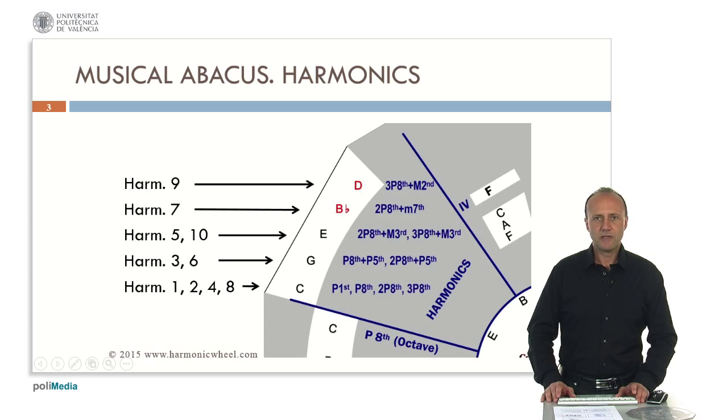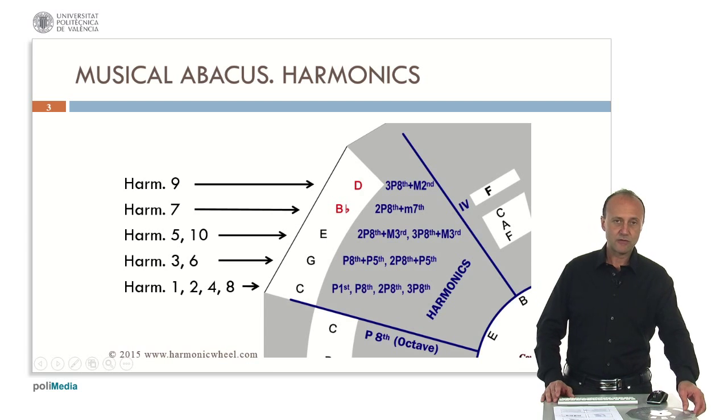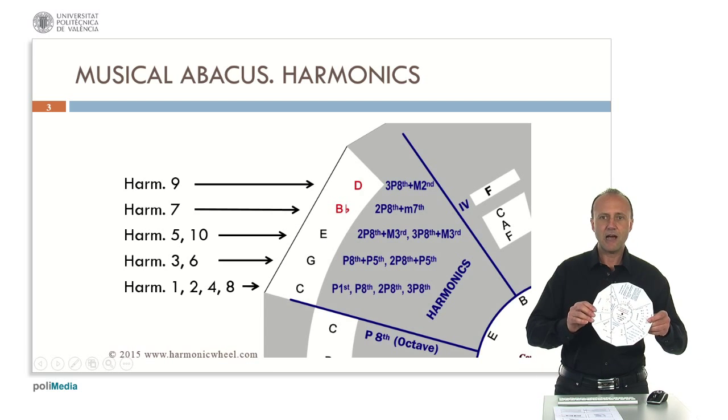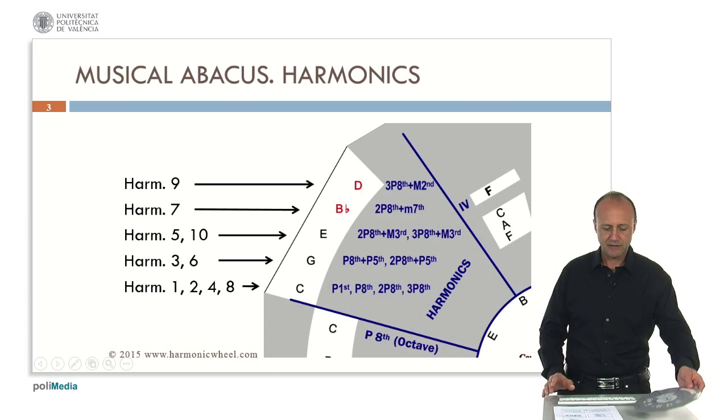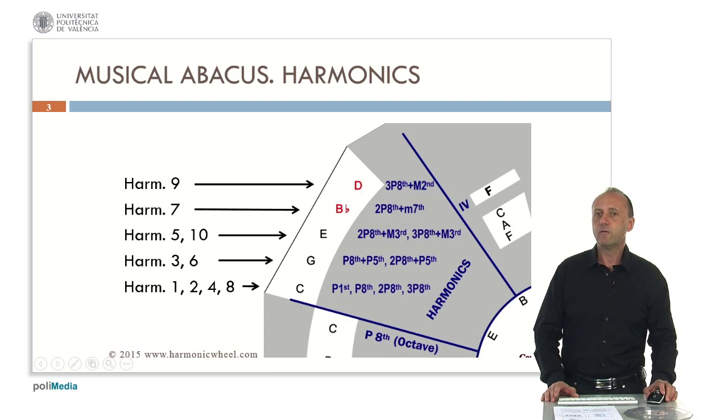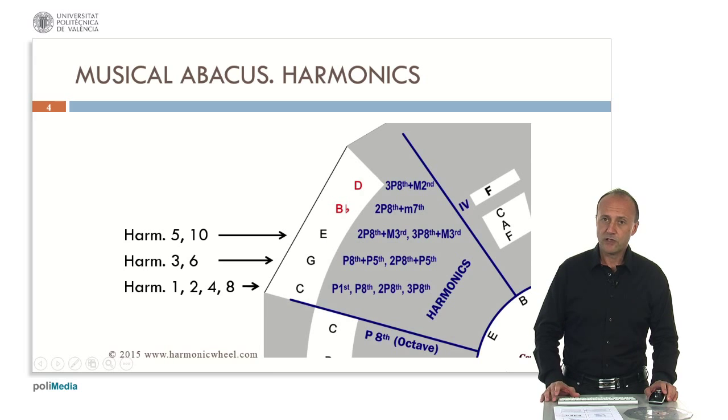If we start with note C, for example, we can use this tool, which is the Musical Abacus that I showed several times, and we can find the first harmonics of C, which are notes showing affinity with C. We are going to keep only the first 3 notes, C, G, and E, because the other 2 harmonics are a bit far from note C.